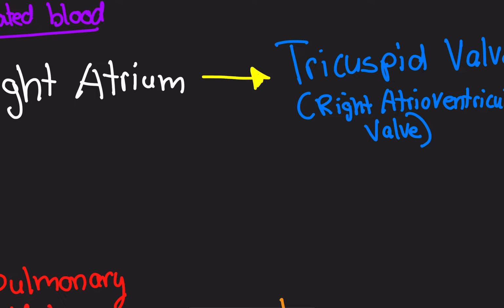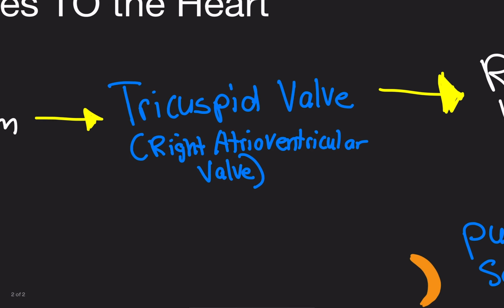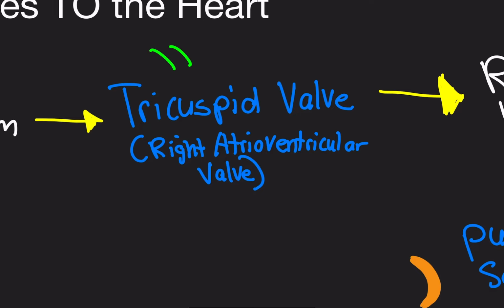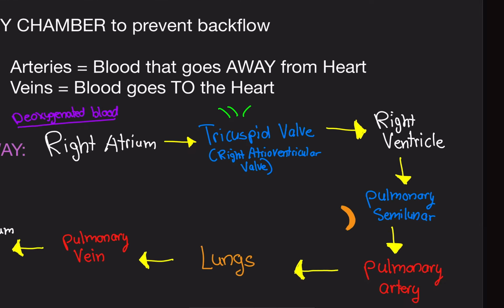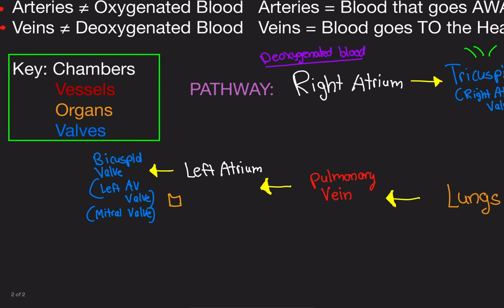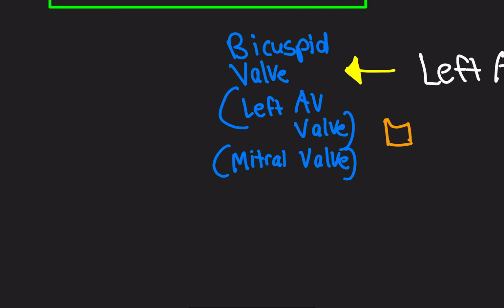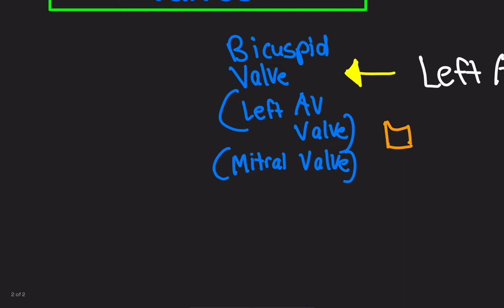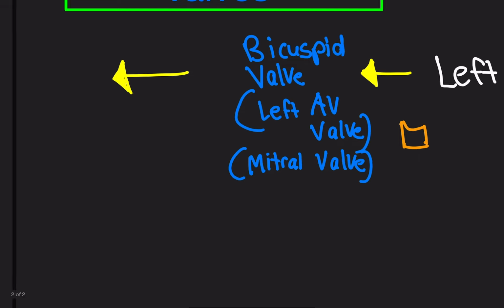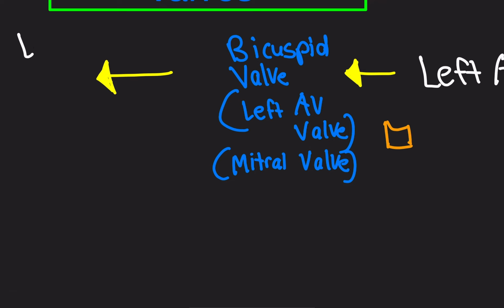Now, the reason it's called a tricuspid valve is because tri means three. It has three flaps of the valve, like 1, 2, and 3. That's what it kind of looks like. All right. So now after the bicuspid valve, we have another chamber. The left ventricle.